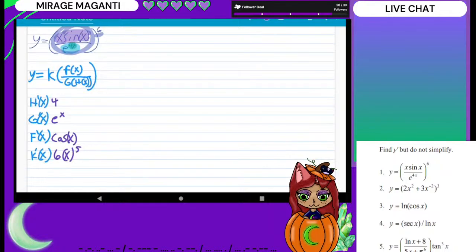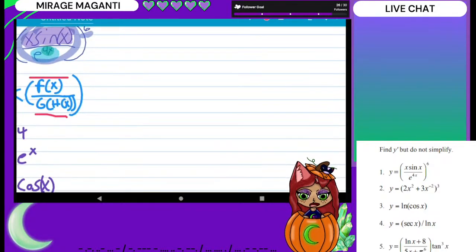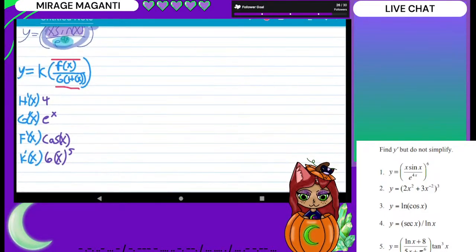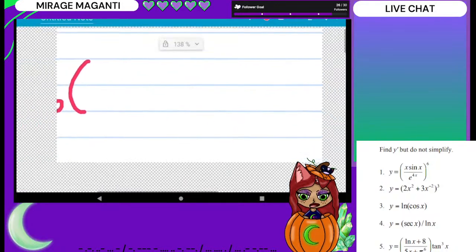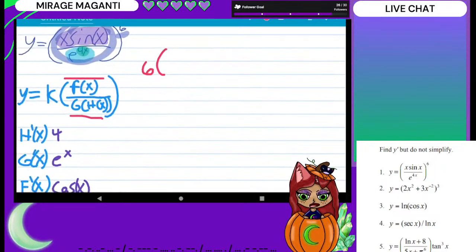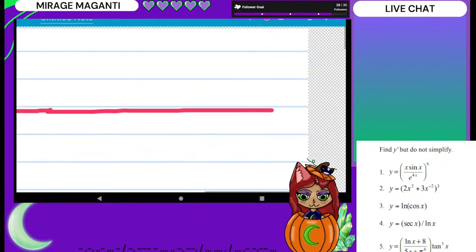So our derivative all together, we have our chain rule, and we have a quotient rule right there. So we're going to want to start with the... Okay, so it's going to start with 6. We're going to start with 6. And then we're going to want F, G. This is going to get a little messy, but we'll see how bad it goes.